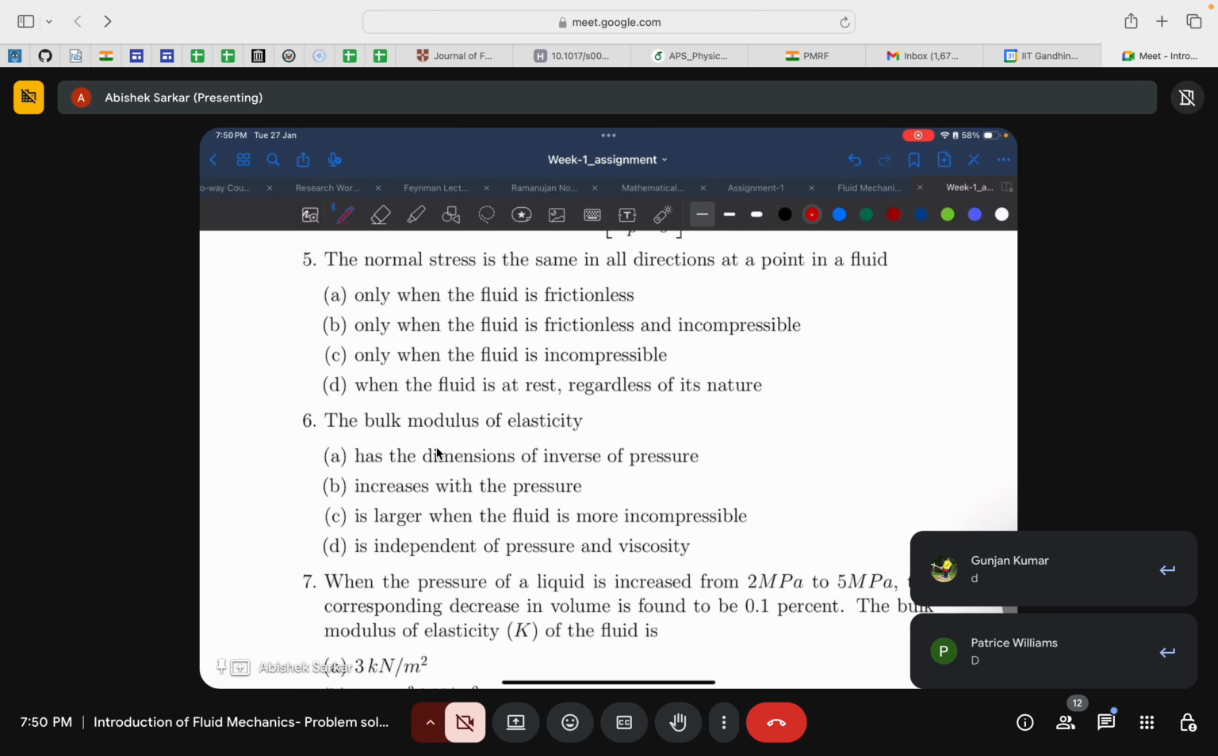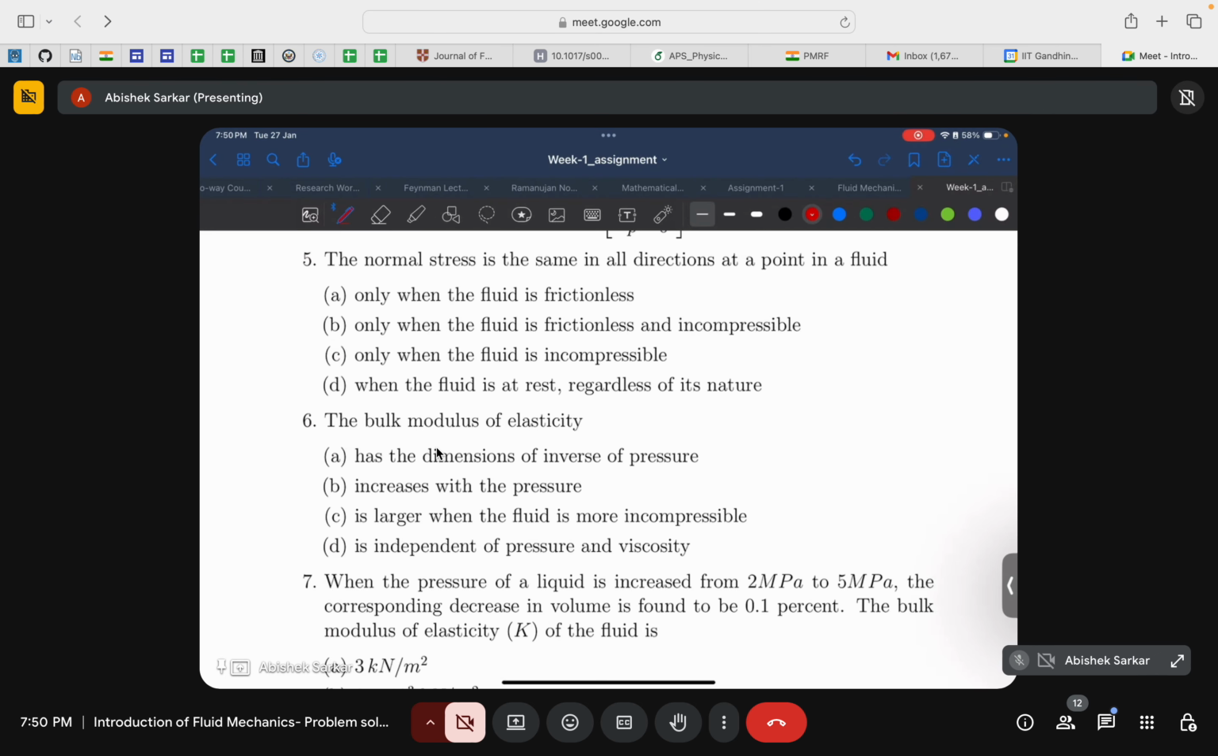Petri says option D. Okay, so it seems that the majority of you are thinking in the right direction, so it is correct.